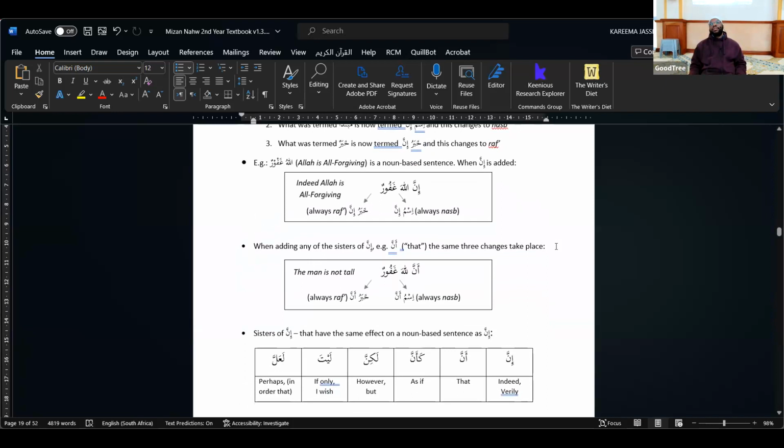Okay. So who can give us the rule thus far without looking at your page? We said four things. The first thing is what? Inna enters upon a noun-based sentence. The second thing is what? It comes for emphasis. The third thing is that the mubtada becomes the ism of inna, and it's in halat al nasb. And the fourth is that the khabar becomes the khabar of inna, and it remains in halat al rafa.